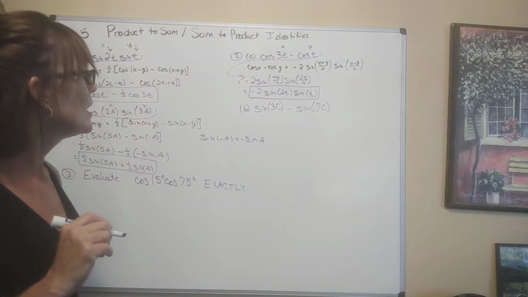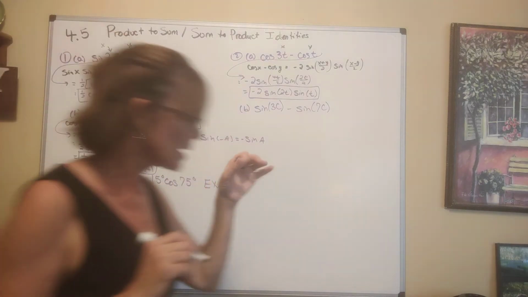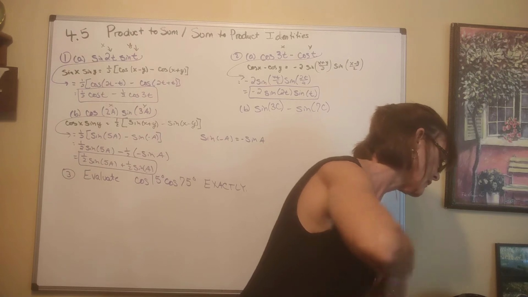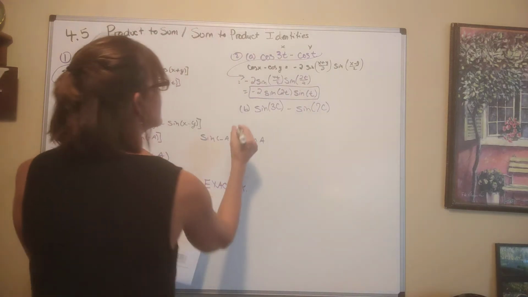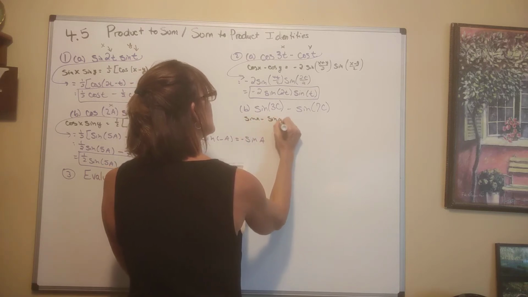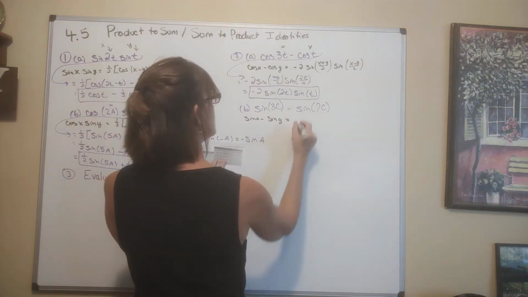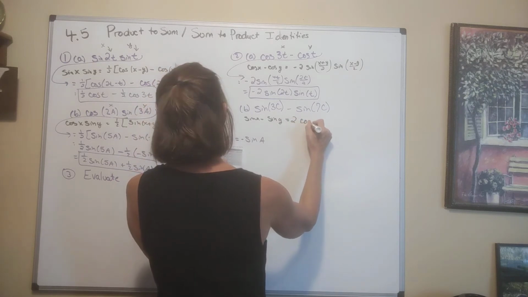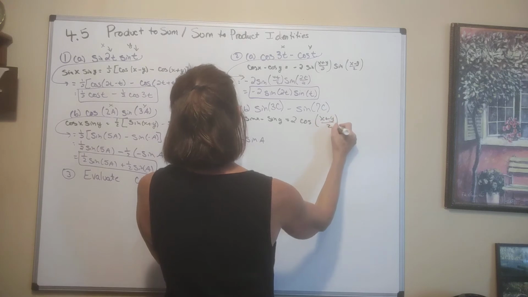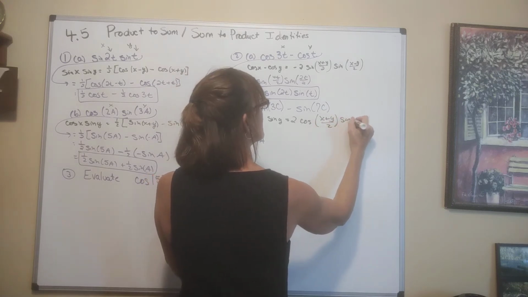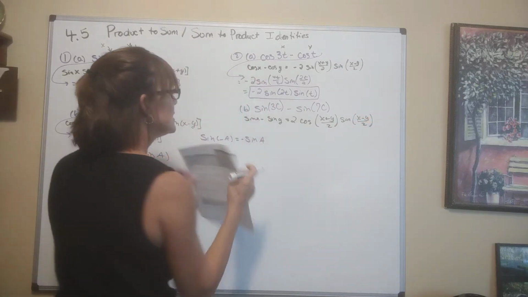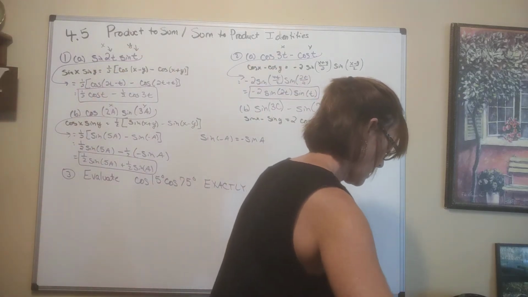Here's 2b. The sine of an angle minus the sine of another angle means I'm going to use the identity: the sine of x minus the sine of y is equal to 2 times the cosine of x plus y divided by 2 times the sine of x minus y divided by 2. All right, that's my identity. Now I'm going to continue with the purple.